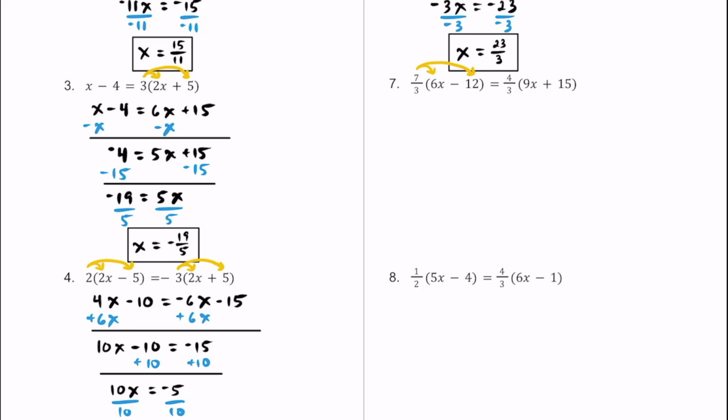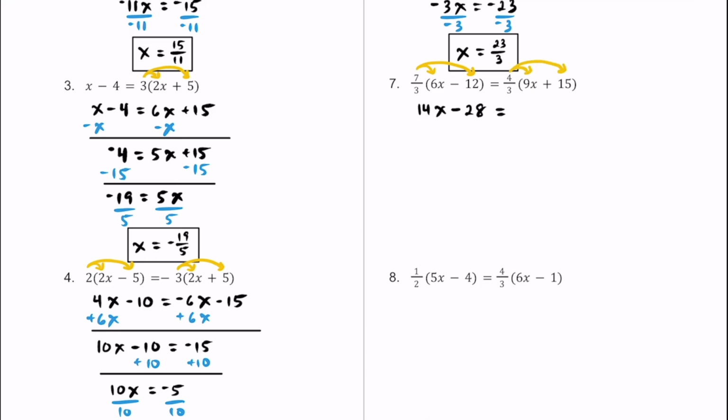parentheses. Multiplying 7/3 times 6, the 6 and 3 will cross cancel to make 1 and 2. 2 times 7 is going to be 14, so we have 14x minus, and then for 7/3 times 12, the 3 and 12 can cross cancel to make 1 and 4. 7 times 4 is going to be 28. On the right side, let's go ahead and distribute this 4/3 to both of these terms inside the parentheses.